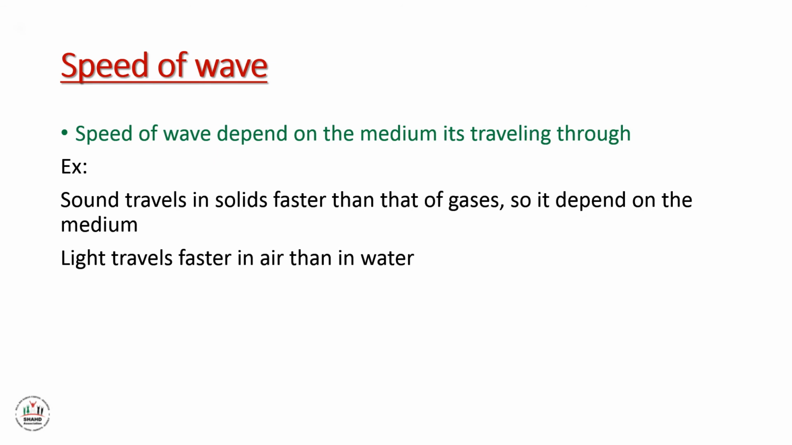If we want to calculate the speed of the wave, we can calculate it using these two rules. The first one is the distance traveled divided by the time needed to travel this distance. The second one is the wavelength times the frequency.